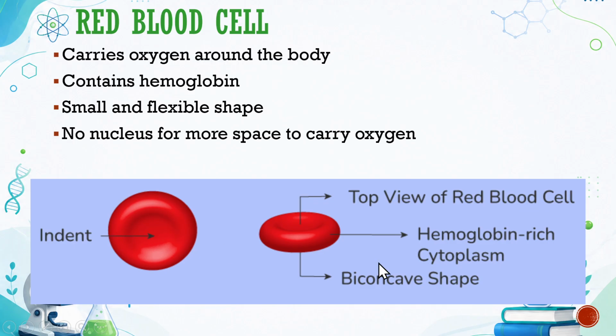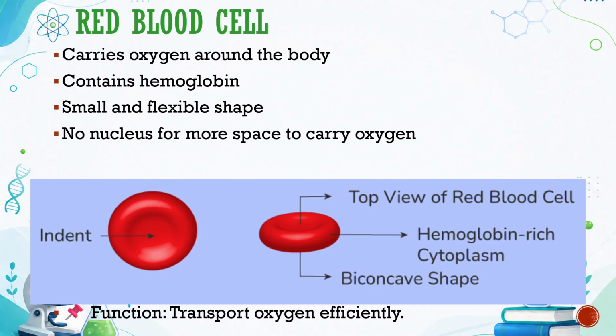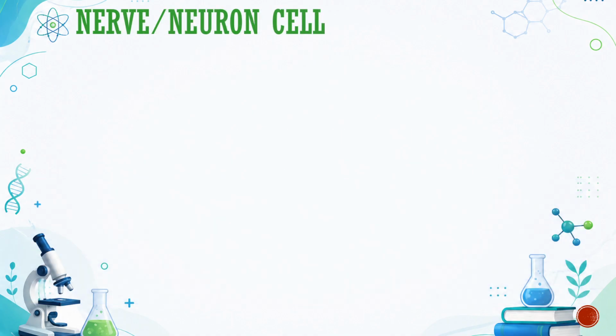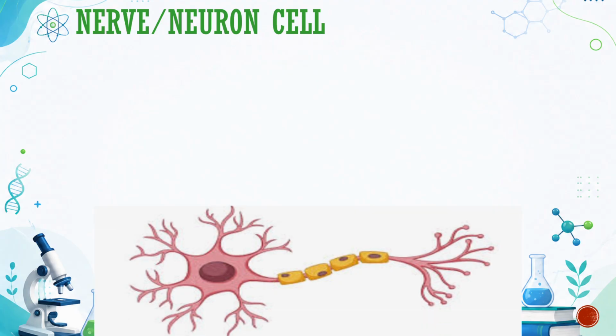So the important thing to remember: red blood cells are there to carry the oxygen around the body. They contain hemoglobin, and what makes them specialized is that they have no nucleus, so that they can hold more space to carry the oxygen. All right, let's move to the next specialized cell, that is your nerve or neuron cells.